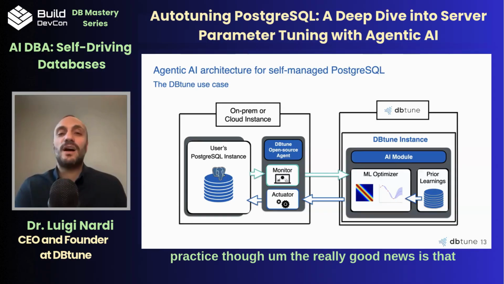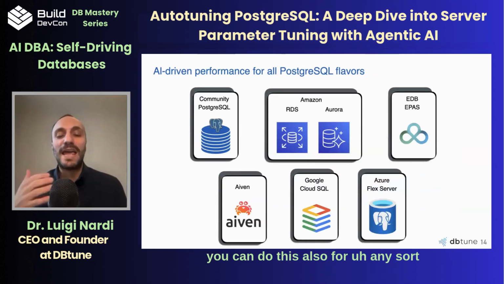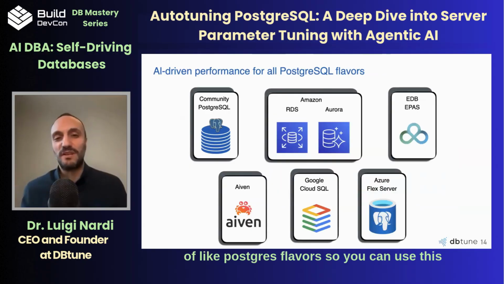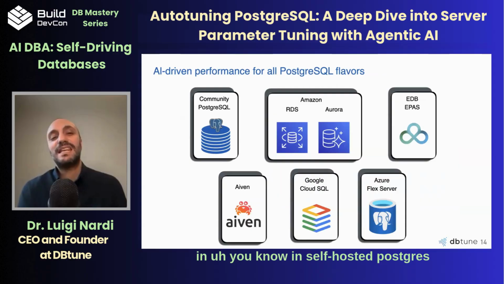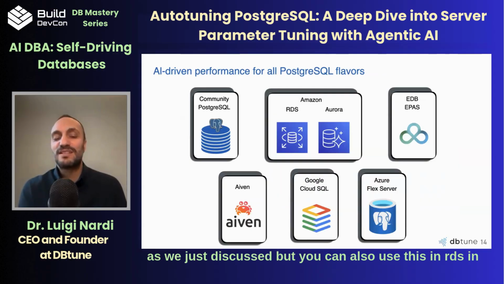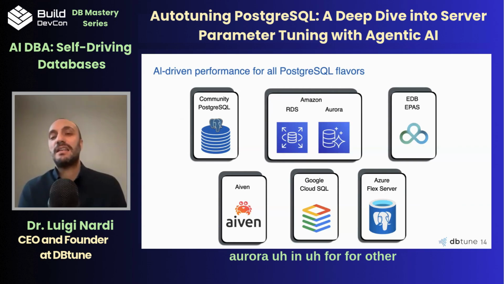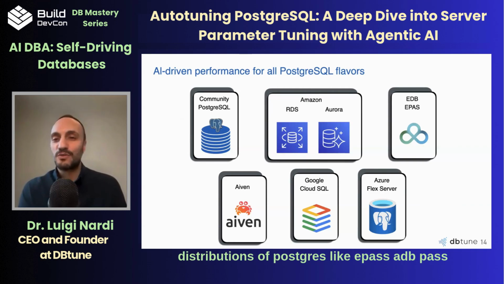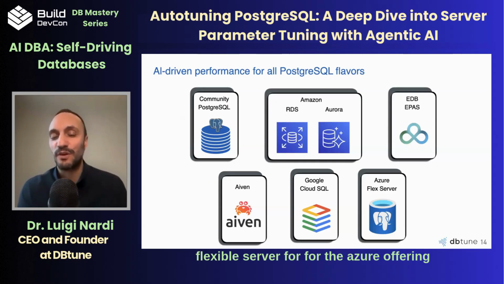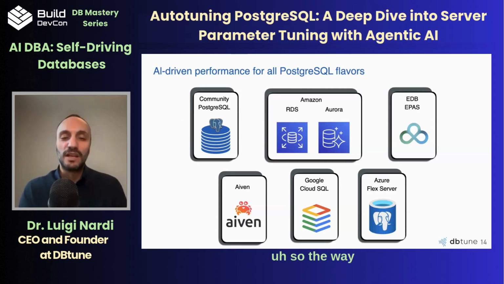In practice, though, the really good news is that you can do this also for any sort of Postgres flavor. So you can use this in self-hosted Postgres, as we just discussed, but you can also use this in RDS, in Aurora, for other distributions of Postgres like EDB EPAS, and Aiven, and Google Cloud SQL, and Flexible Server for the Azure offering.